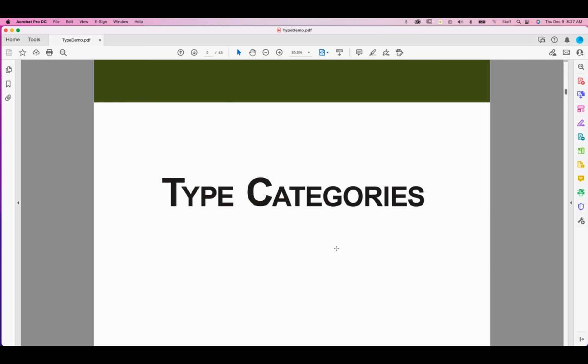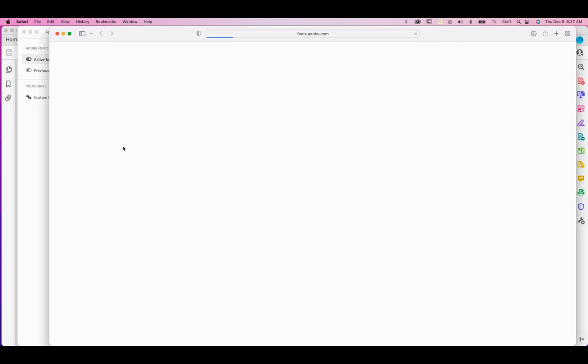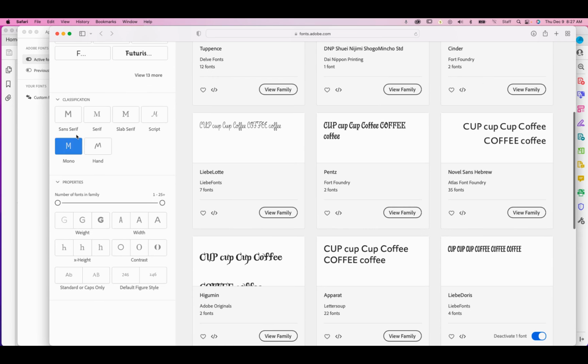All right, let's talk about type categories. This is the part that it's varied because there are a lot of other categories than just these. In fact, if you click inside of your Adobe fonts and you go to your browse more fonts, over here on the left-hand side, Adobe has broken down their categories this way: sans serif, serif, slab serif, script, mono, and hand. Now, there's a lot of other categories than just those. And even within each of these categories, there's other categories. So I'm not going to overload you with these.